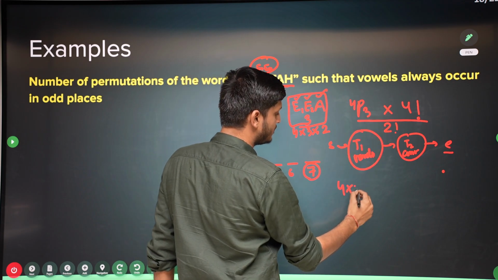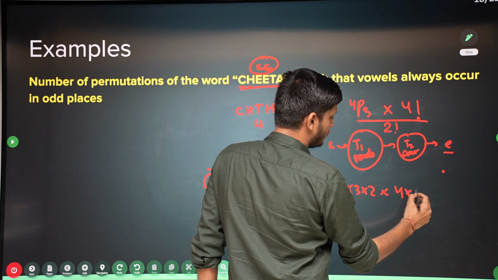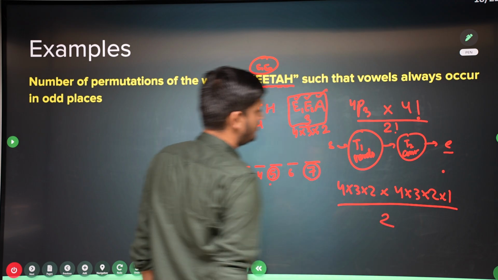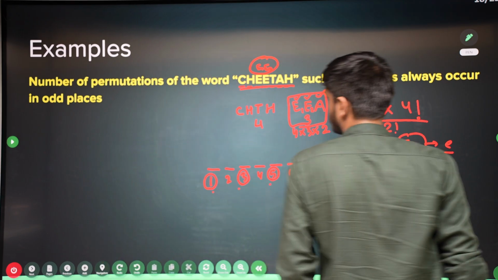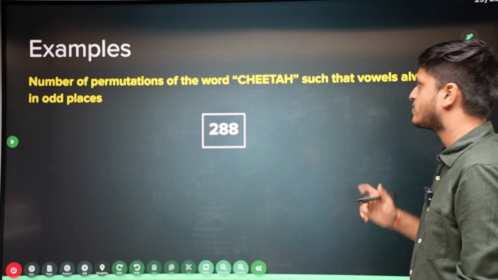This will be what? 4P3 is 4 into 3 into 2, and 4 factorial is 4 into 3 into 2 into 1, upon 2. Okay, so you can just calculate it, it will come out to be 288. So this was the number of permutations.